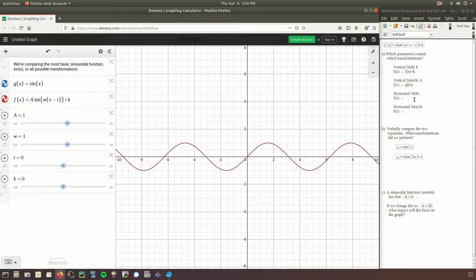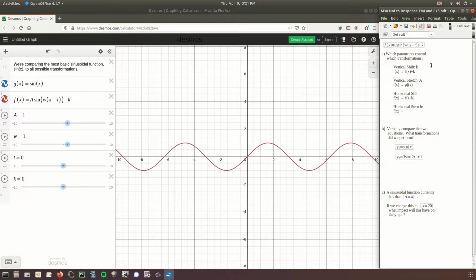Next up is horizontal shift. Because this transformation is horizontal, I know we're affecting our x values. X values are inputs, so I expect to see this transformation occurring inside of the parentheses of the sine function. Since I know it is a shift, I know that means that we are adding or subtracting amounts to our x value, and so I see this t term right here doing that for us.